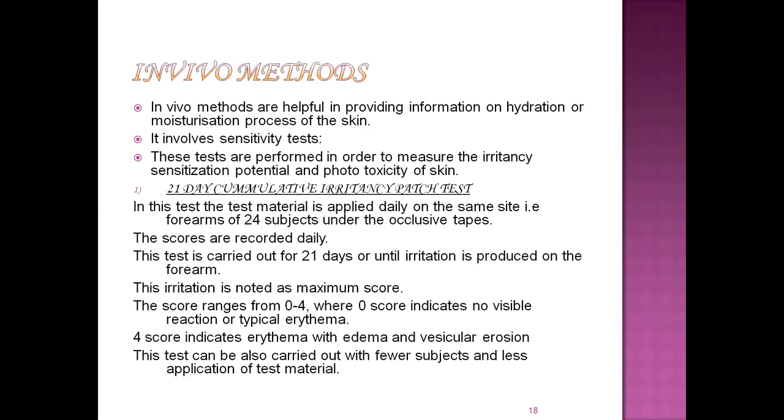In this case, the test is the 21 day cumulative irritation patch test, that is 21 days. In this test, the test material has to be applied daily on the same site which we have selected, that is the forearms, for example. Then 20 forearms of 24 subjects are under the occlusive tapes. The scores are recorded daily, and this test is carried out for 21 days or until irritation is produced on the forearm. The irritation is noted as the maximum score. The score ranges from 0 to 4, where a score of 0 indicates no visible reaction or typical erythema, and a score of 4 indicates erythema with edema and vesicular erosion. This test can also be carried out with fewer subjects and fewer applications of the test material.